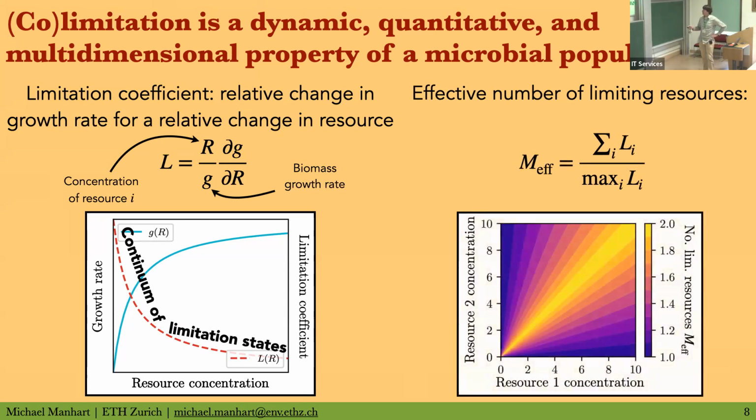So for example, if we look at two resources here, and this is just both of their concentrations, we see that there's these regimes up here and down here where this number of resources is very close to 1, and that corresponds to where you have lots of one resource and very little of the other. And then in between, when you have kind of an equal amount of both, you get 2 limiting resources, and that corresponds to co-limitation. But again, this is this quantitative measure, and so there's this whole continuum of states in between. It's not just co-limited or not.